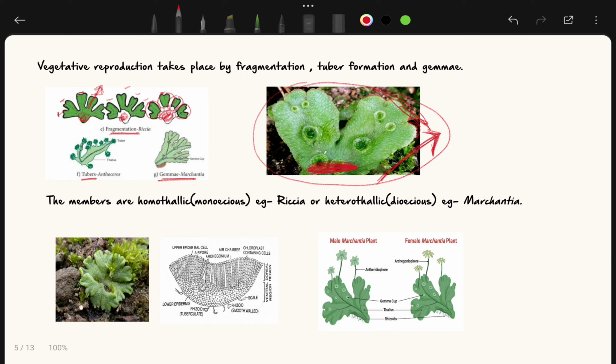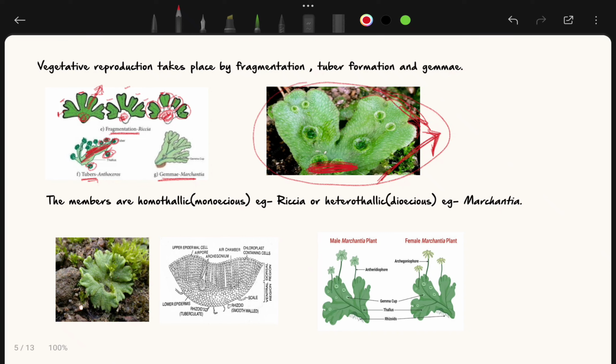They will also reproduce through tuber formation. During unfavorable conditions, tubers will be formed, and these tubers contain starch grains, and then they will grow on the ground. The plant body will die off, and during favorable conditions, these tubers will again give rise to a new plant.